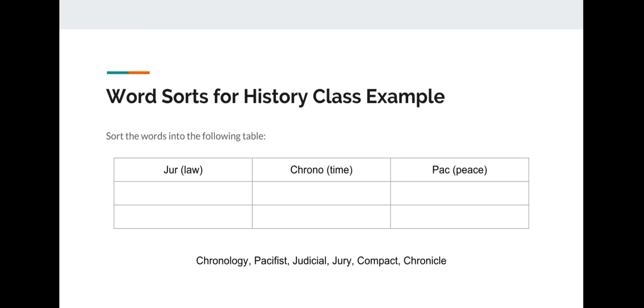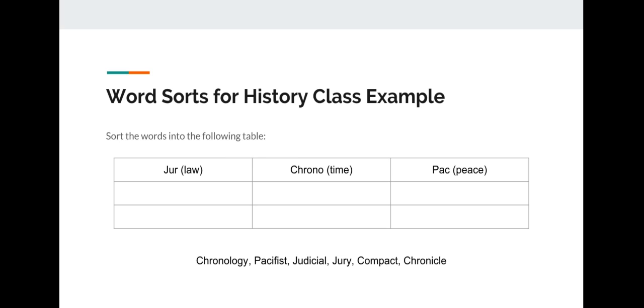Another thing that I really like about the word sorts, and actually all three of the strategies that I chose, is that they're very flexible. You can use this for any age level, grade level, and any subject really. I'm going to teach history at the high school level, so the examples that I have created for my slideshow here pertain to that.